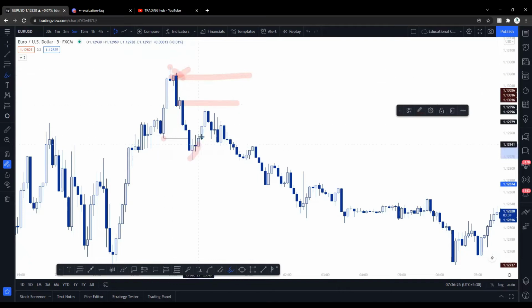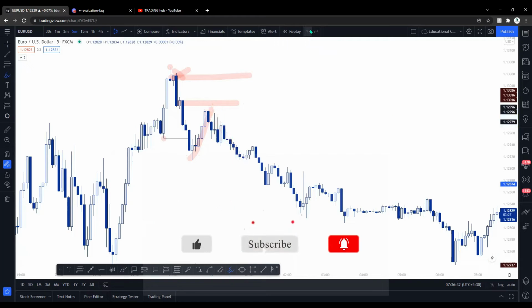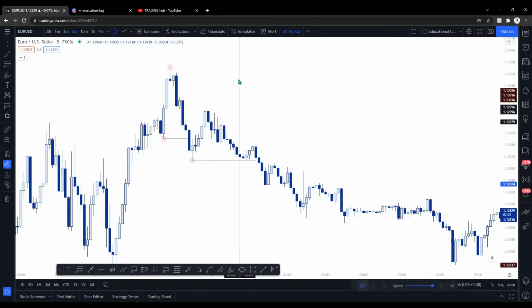So we will wait for confirmation to mitigate this zone, and we would like to sell here. Why? Because the market broke the structure here. Next, this one is a swing low, which is here. If the market breaks this low, then we would like to sell again. Let me show you one more thing here.